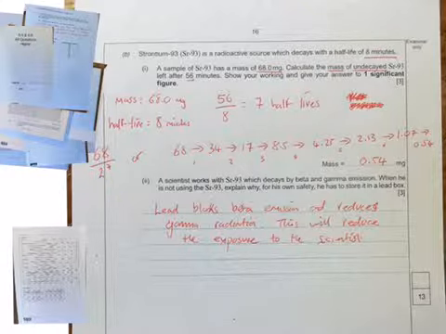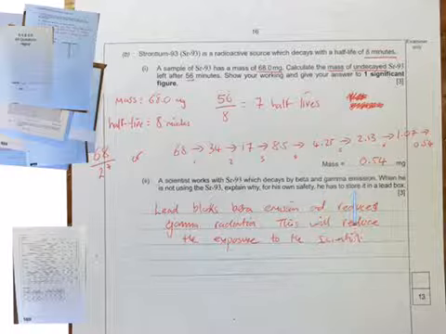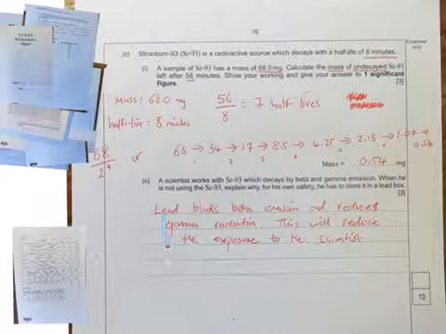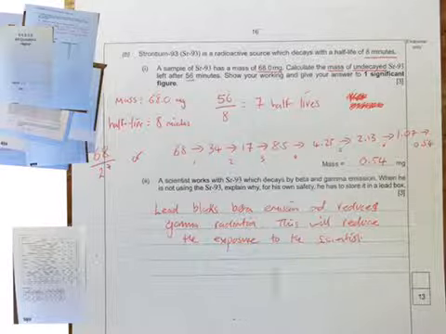That's really important. And then a scientist works with strontium-93, which decays by beta. Explain why, for his own safety, he has to store it in a lead box, because lead blocks beta emissions and reduces gamma radiation. This will reduce the exposure to the scientist. Bang on. Thank you, Ron.